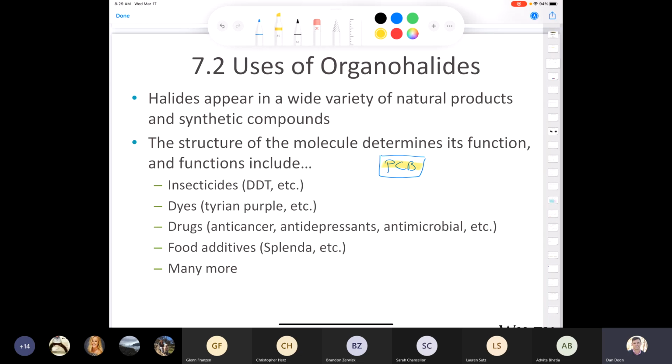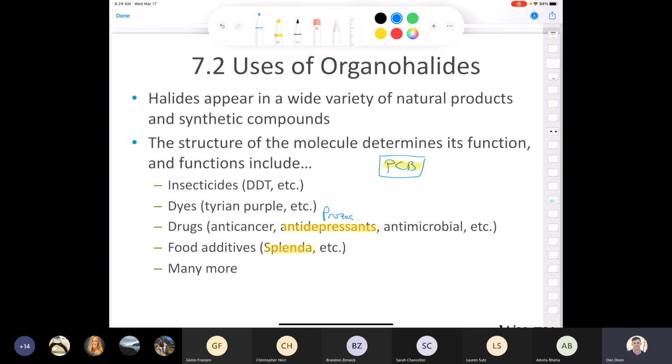Anyhow, other organohalides include Splenda, which is sucralose, and you can look at the structure of Splenda. I'm sure a lot of you have heard of Prozac. So Prozac is an antidepressant, and it has fluorine in it. Antimicrobials like Bronopol.